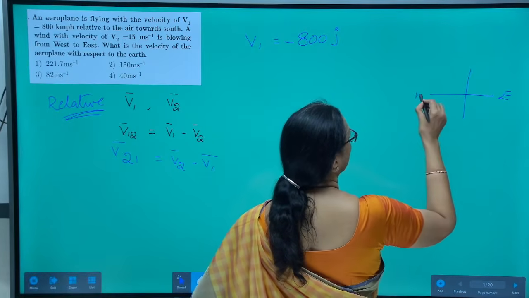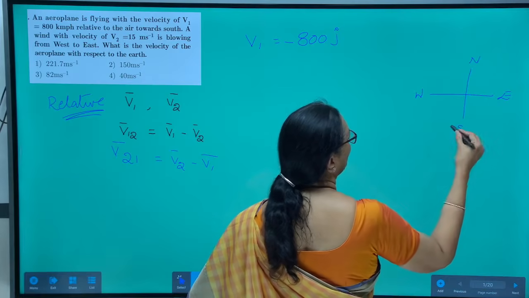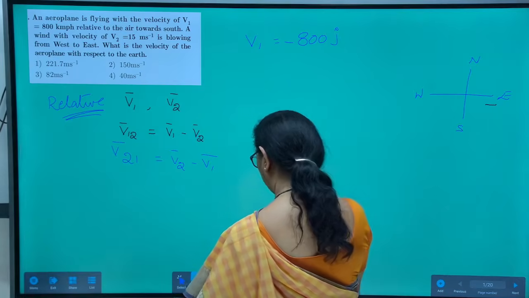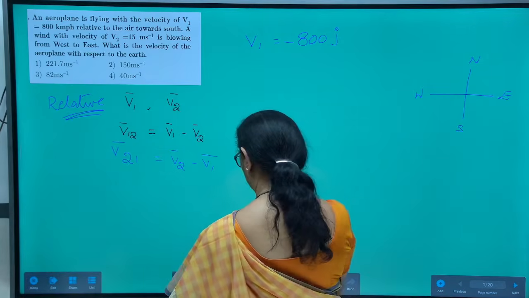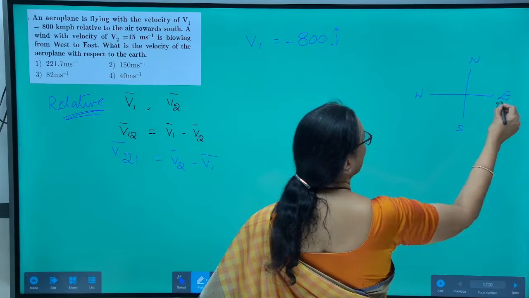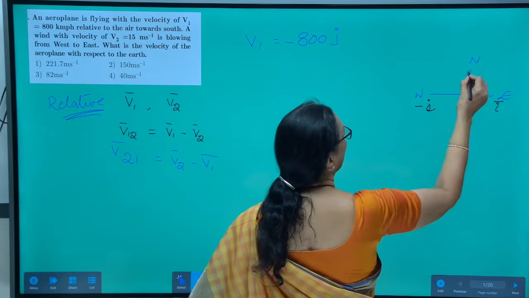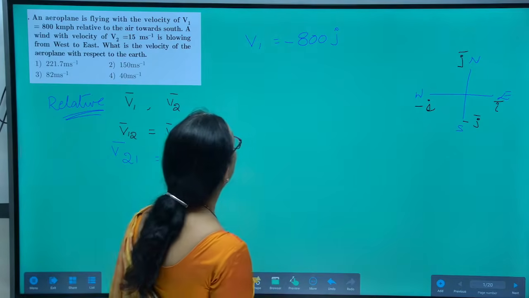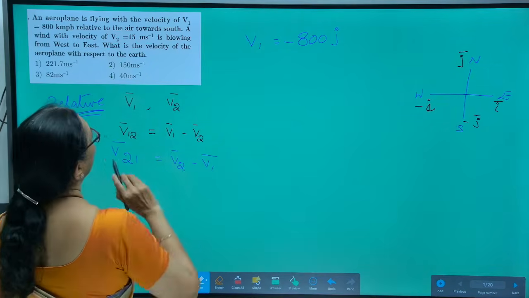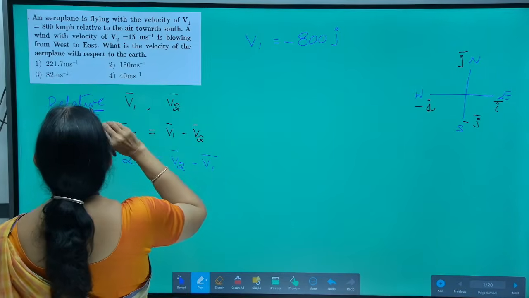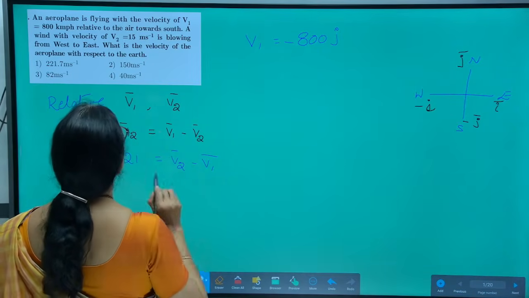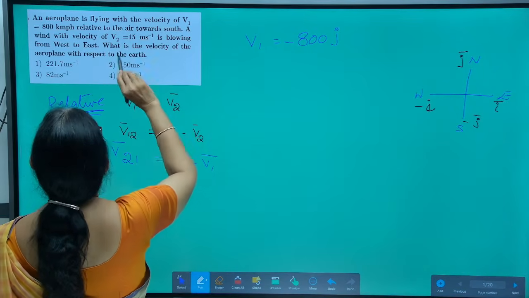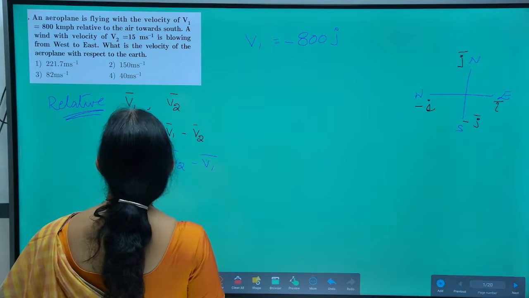This is east, this is west, this is north, this is south, and unit vector along eastwards is i bar, unit vector along westwards will become minus i bar. So, this is i bar, minus i bar, this is j bar and this is minus j bar. So, here the aeroplane is flying with a velocity V1 equal to 800 kmph towards south. A wind with a velocity V2 is blowing from west to east.